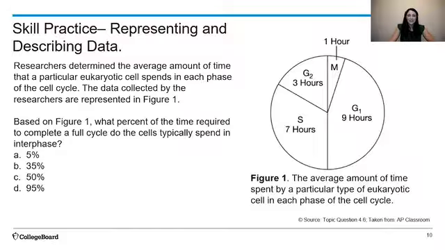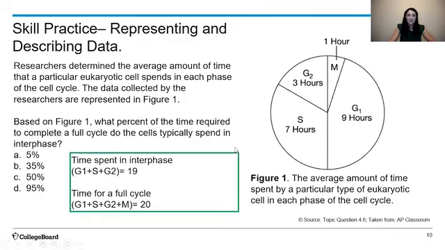All right, so in this question, you're looking at figure 1 where we have a pie chart that is telling us about the time spent in each phase of the cell cycle. And the question asks you, what percent of the time required to complete a full cycle do the cells typically spend in interphase? So we need to know 2 things to answer this. We need to know how much time was spent in interphase, and we know that interphase is G1, S, and G2. So if we add those up, that totals to 19.